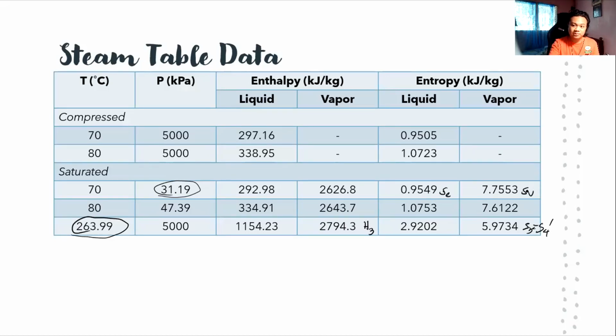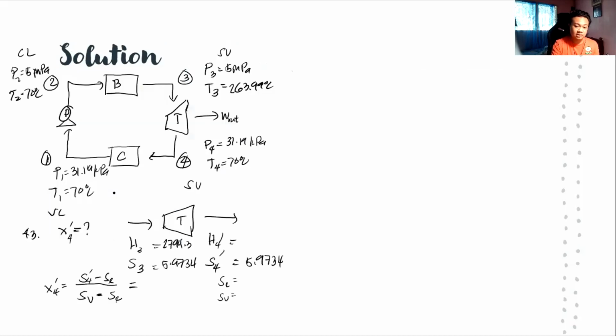Okay? Just take note of the temperature. The temperature after the turbine is 70 degrees Celsius. So SL is 0.9549 and SV is 7.7553.